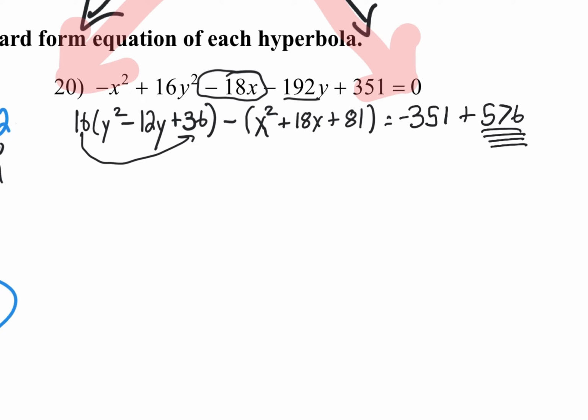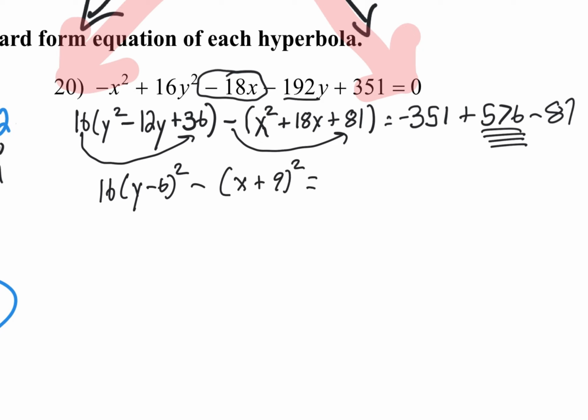Now, is it plus 81 or minus 81? It's minus 81, because again, this needs to be distributed in there. Now we factor: 16, y, half of negative 12 is negative 6. Half of 18 is 9. Negative 351 plus 576 minus 81 is 144, which is a nice number.